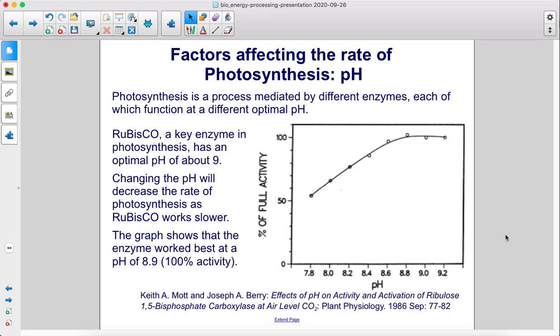The graph shows that the enzyme worked best at a pH of 8.9. There was 100% activity.